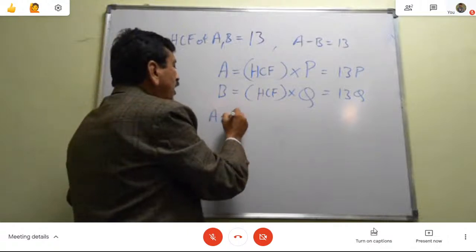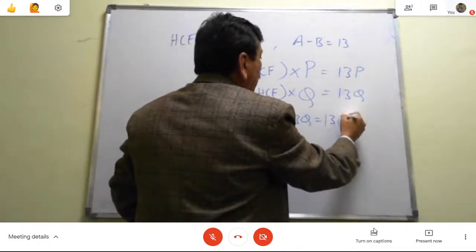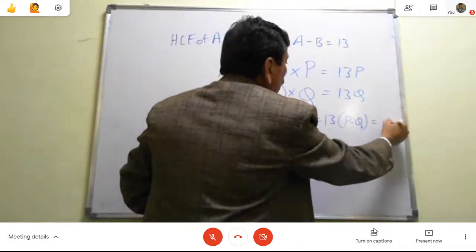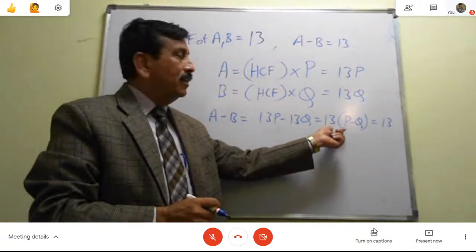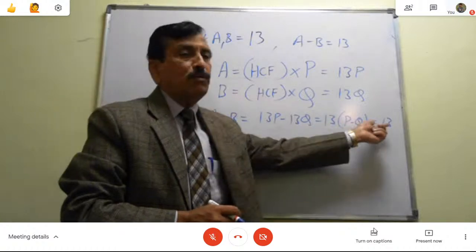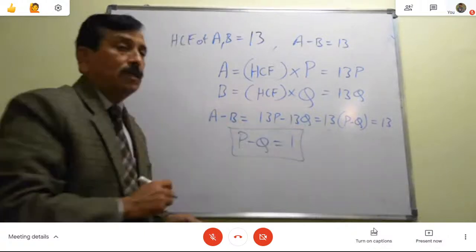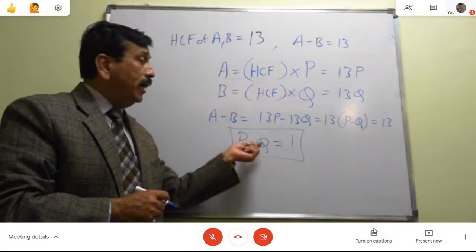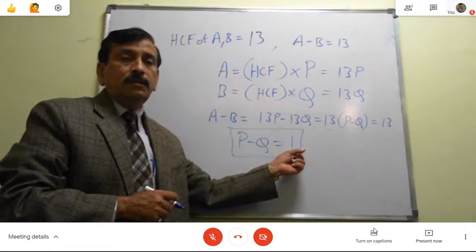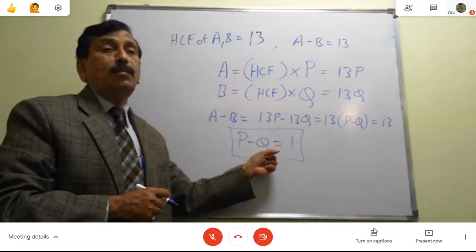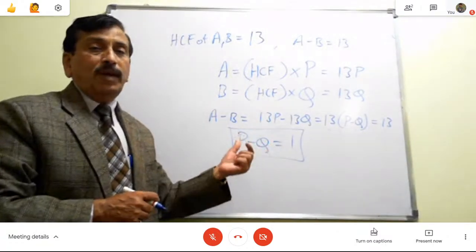Now it is further given A minus B is equal to 13P minus 13Q is equal to 13. Typically we realize that 13 into (P minus Q) is equal to 13, and therefore P minus Q is equal to 1. It's very distinct. Now P and Q are such factors where the difference between them is 1 and they are not having anything in common. Now naturally, what could be the values of P and Q? We'll have to dwell upon it.